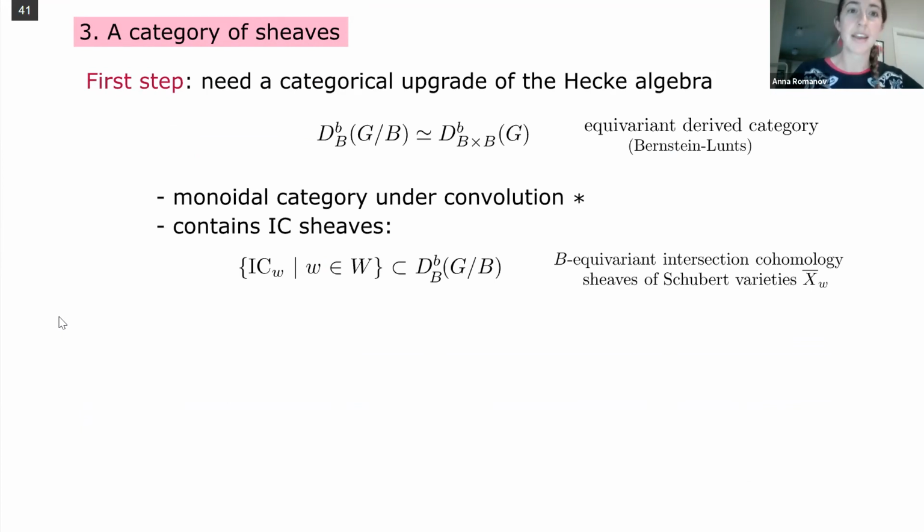Perhaps this is a thing you're used to thinking about, perhaps it's not, but if it's not, these are the main facts that you should know about it. The first is that this is a monoidal category under convolution. There's a way we can define convolution of equivariant sheaves. And it contains all the IC sheaves, which are parameterized by elements of W. These are the B-equivariant intersection cohomology sheaves of the Schubert varieties, closures of the Bruhat cells.